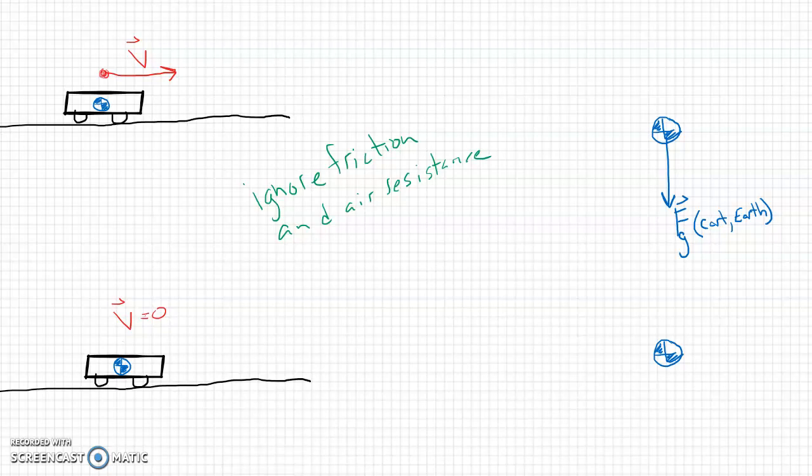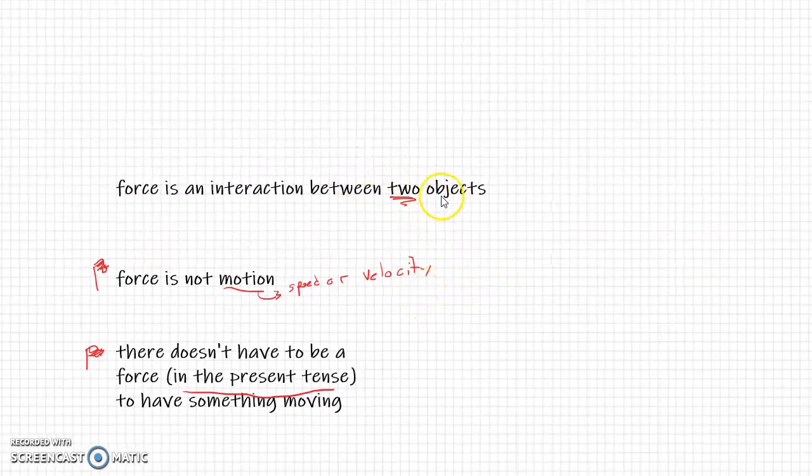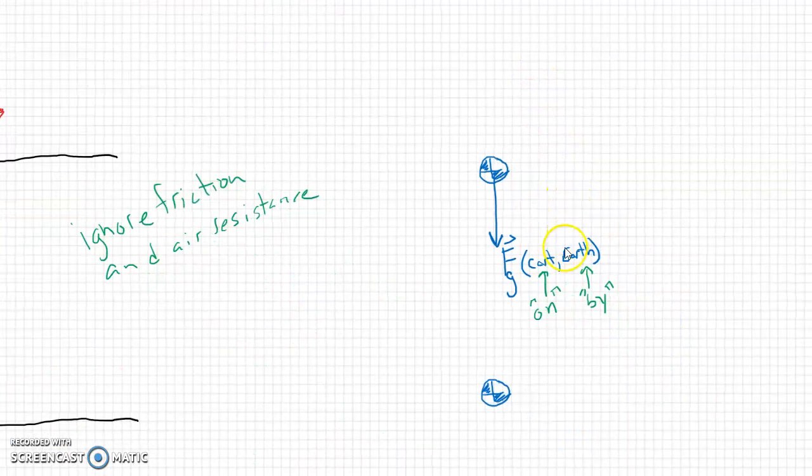Okay, so a couple real quick notes here. First of all, when I write here in the parentheses, this is what the force is on, and this is what it's by. This is what causes it. The cause of this force is the Earth. Notice a couple things here. If we go back to what we thought about in the beginning of the lesson, the force is an interaction between two objects. Notice there's two objects involved here. There's the cart and there's the Earth.